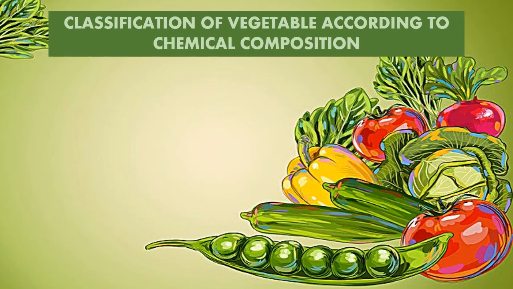At this point of time, we are done discussing and explaining the classification of vegetables according to parts of plants. Now, let's proceed with another classification, which is the classification of vegetable according to chemical composition.